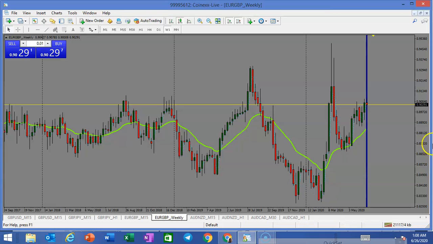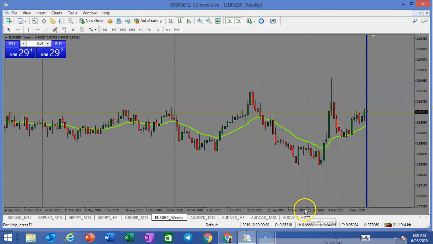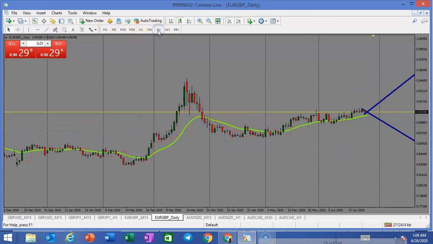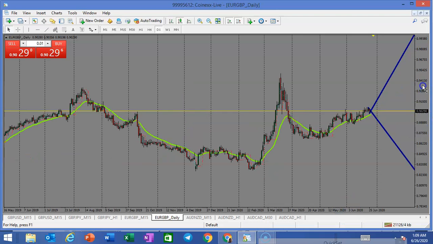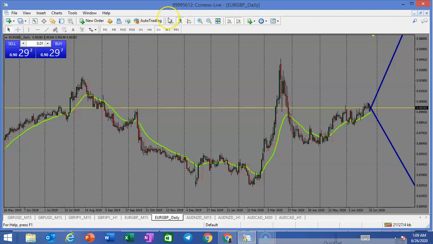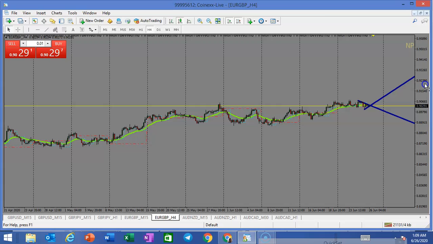EURGBP. We did this yesterday, but I can go over it again. This pair consolidates. This is one of those pairs that likes to consolidate. Even on the daily, it's just up and down, up and down. 4 hour.